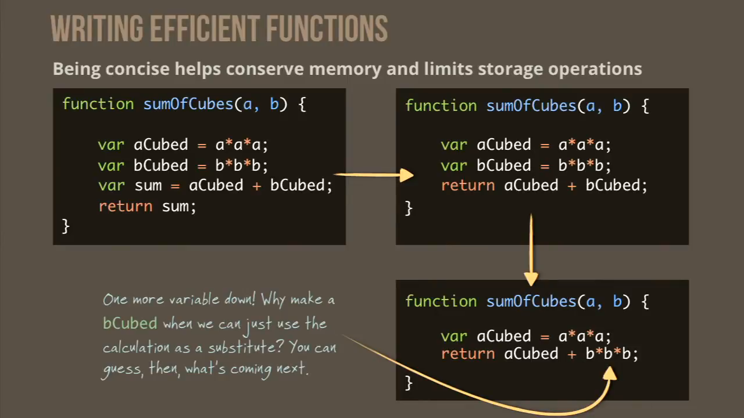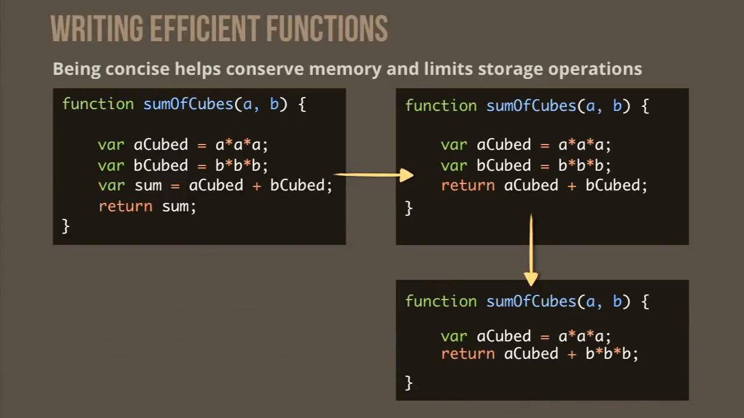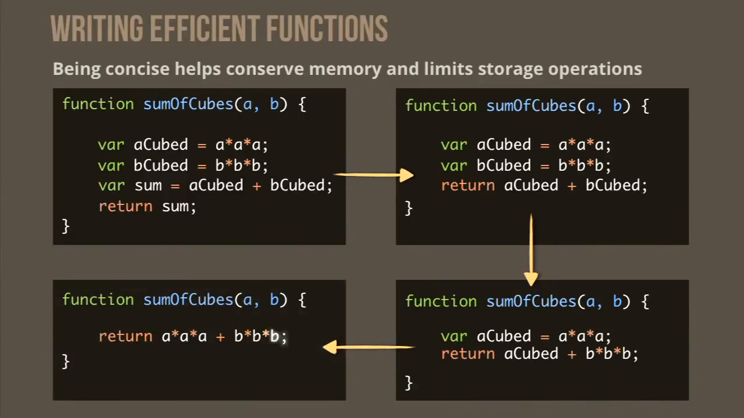Because if we don't need a b cubed variable, then we don't need an a cubed variable either. And we can just write a times a times a. So now we've got one statement that says return a times a times a plus b times b times b, which is what we wanted to do in the first place. Now we've eliminated 3 different variables and simplified our function.